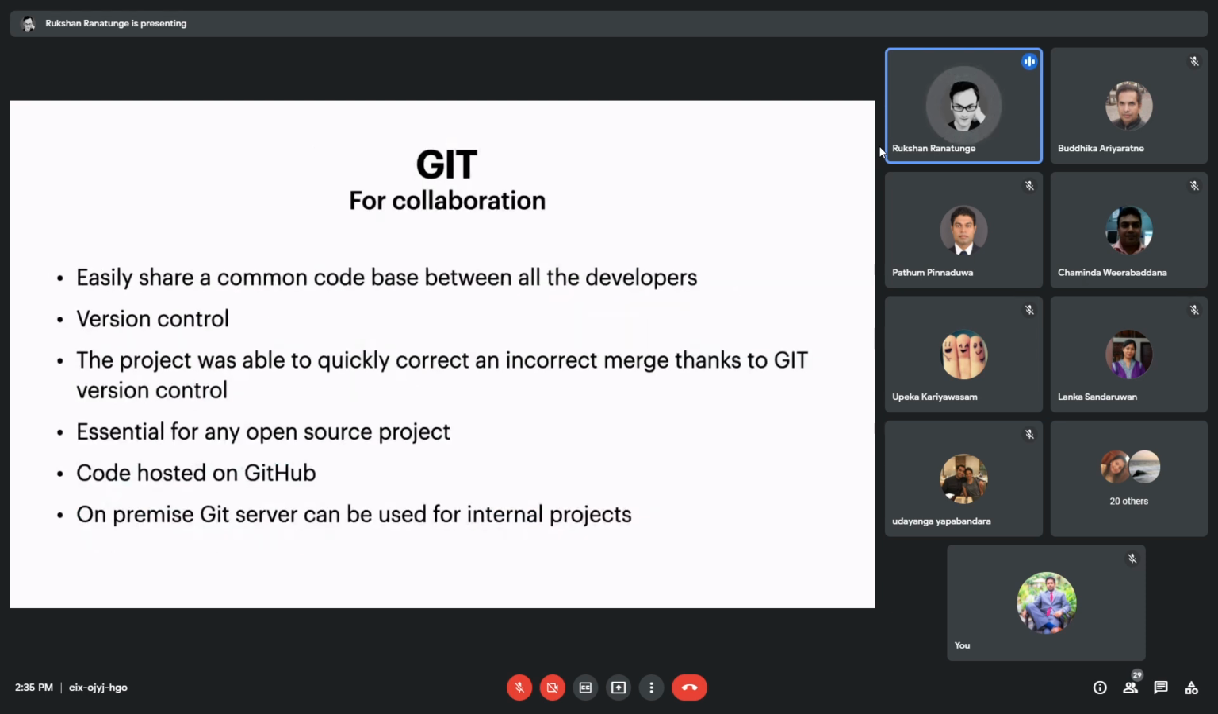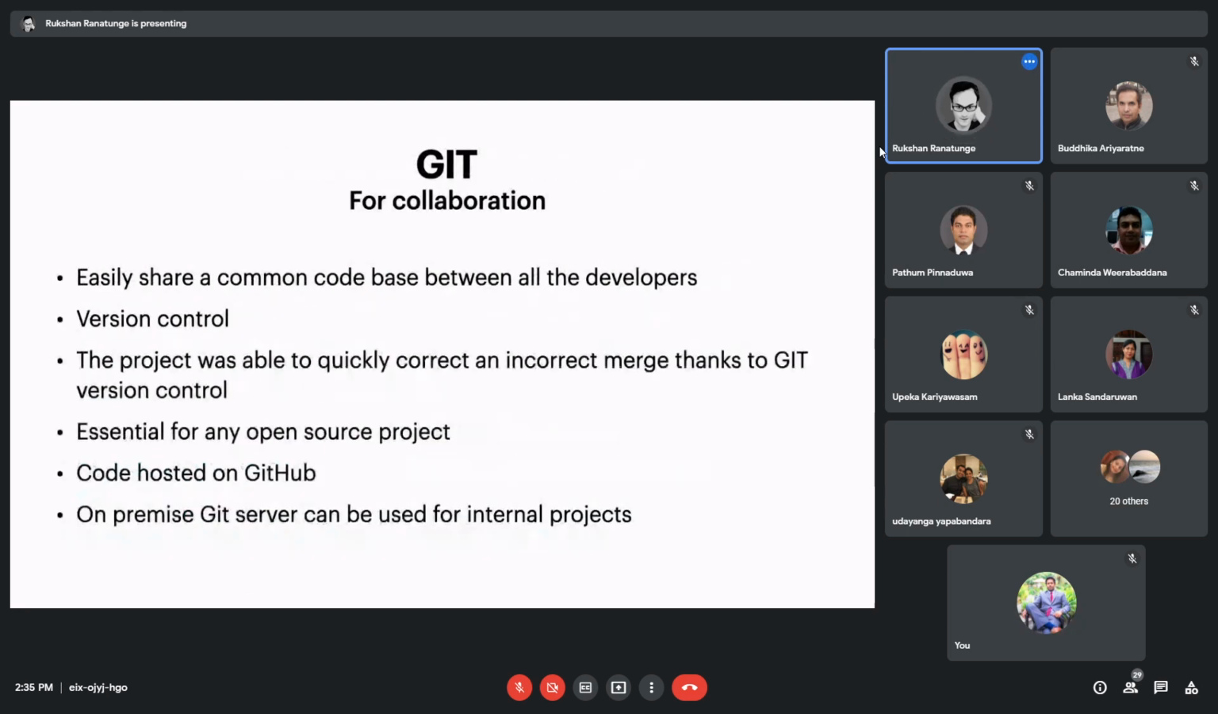And if we are developing a system which is not public, we can still use an on-premise Git server to host a project that is developed in the government sector, which does not require to be public. So we can have all those benefits by using Git.